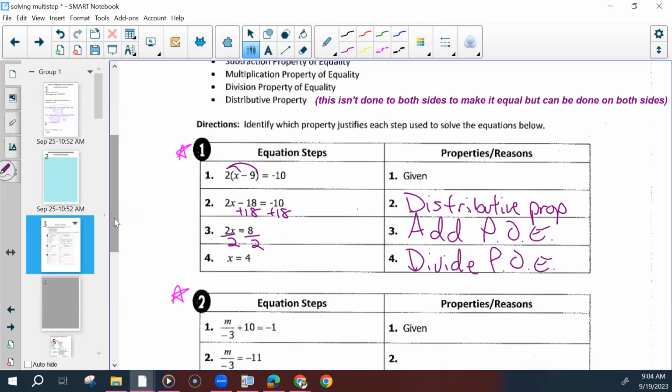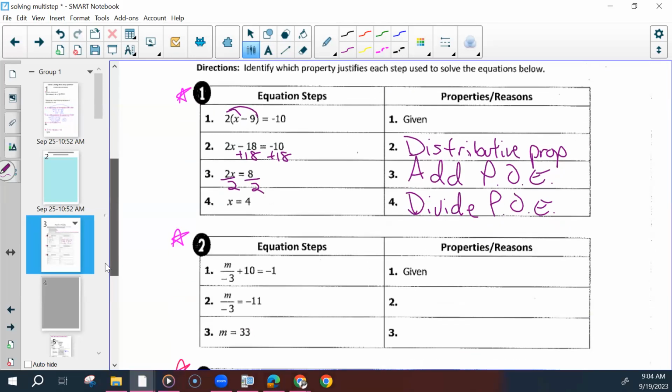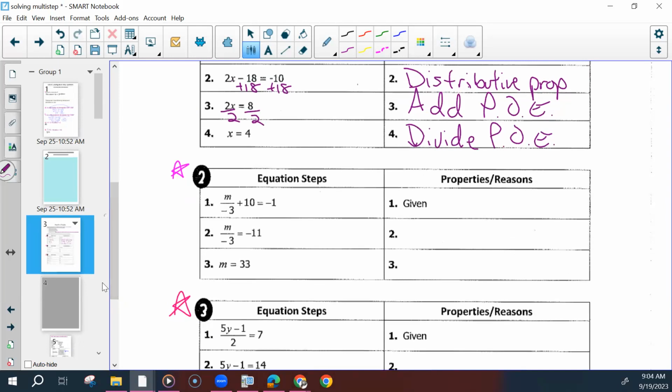Then do another one and then I'll have you do one on your own. So step 1 is your given. What happened? What changed in step 1 and step 2? So it was addition, but did they add over here? Fraction property of equality. And then step 3. Multiply. So they were already dividing, so to get rid of the -3, you multiply on both sides.